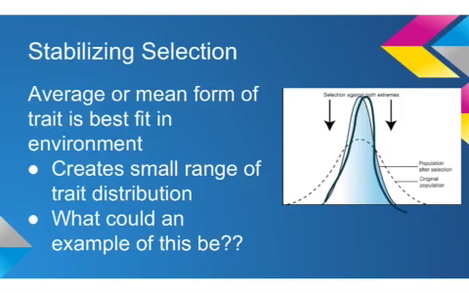What is an average trait that you see expressed? You could use a human trait, you could use an animal trait, a plant trait, whatever you may so choose, but brainstorm within the group that you're currently located in. What could an example of a stabilizing selection trait be?